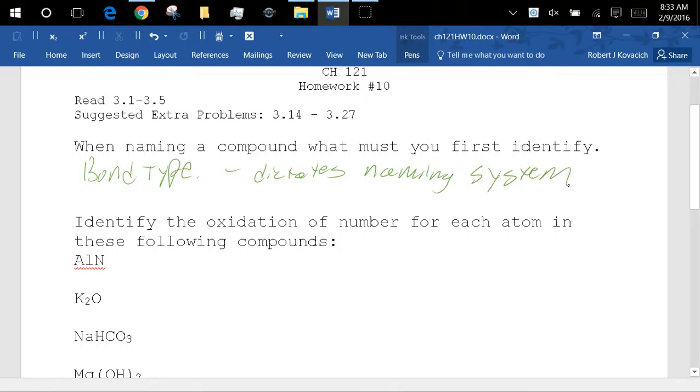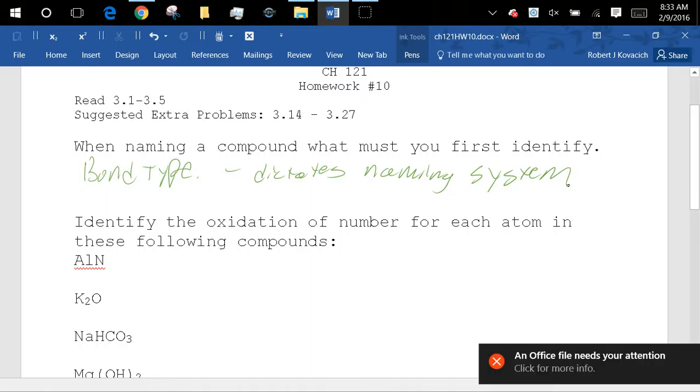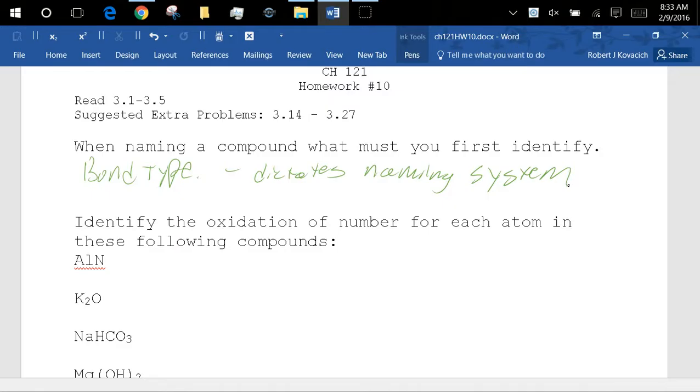So if I'm looking at a compound and it starts with an H, I need to name it as if it's an acid. If it's got a metal in it or a polyatomic ion in it, I need to name it as if it's an ionic compound. If it's just all nonmetals, then I need to name it as nonmetals, unless it starts with an H, then I need to name it as an acid. So I can't just start throwing stuff down. The first thing I need to do is ask: is it ionic, is it covalent, is it an acid? And then I decide how I'm going to name the thing.